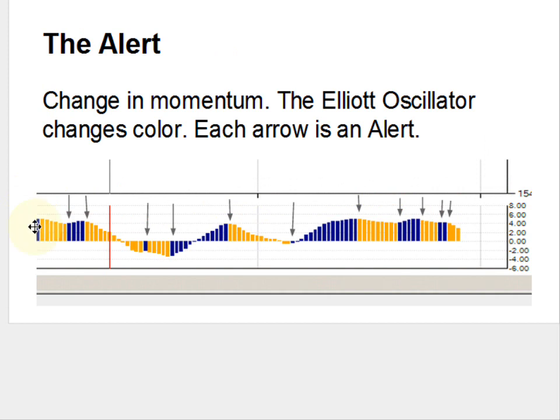Now, the change in color is important because that's step one of the basic entry process, the alert. A change in momentum, in other words, the Elliott Oscillator changes color, is called an alert. It's not a signal, it's an alert. And we've just placed arrows on different alerts that occurred on this particular example of the Elliott Oscillator. And an alert is simply a change in color of the Elliott Oscillator, which means there has been a change in trend.